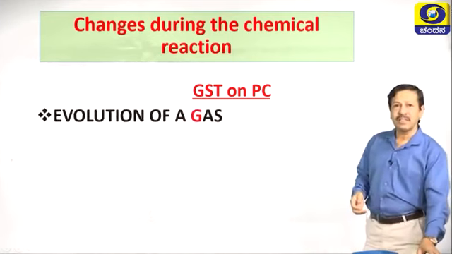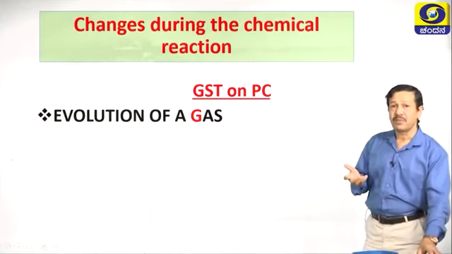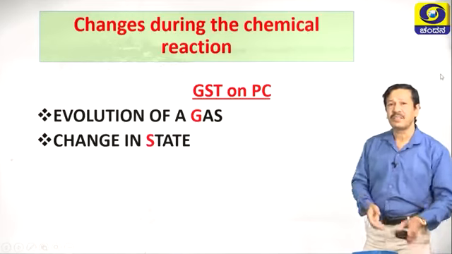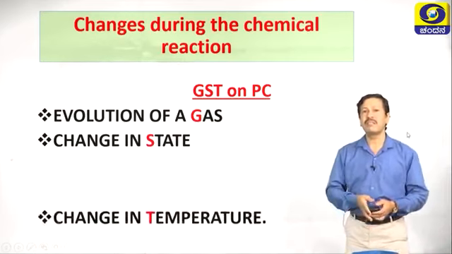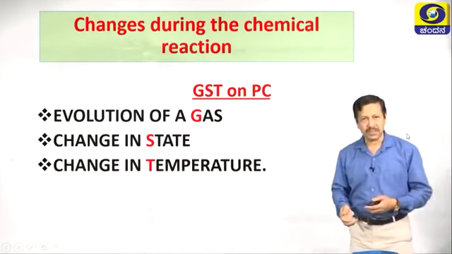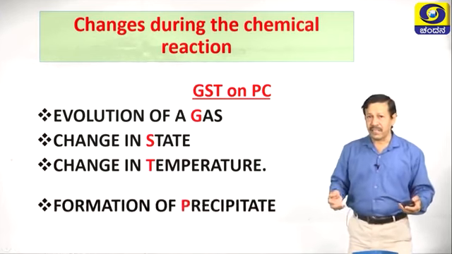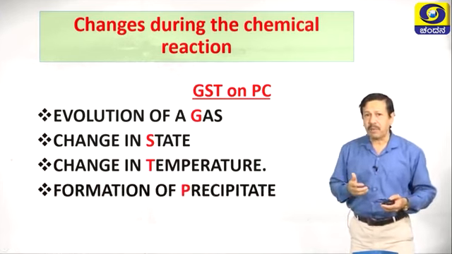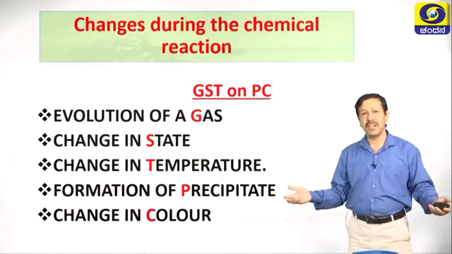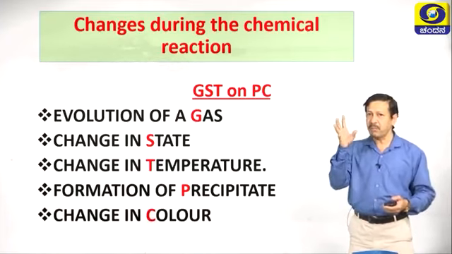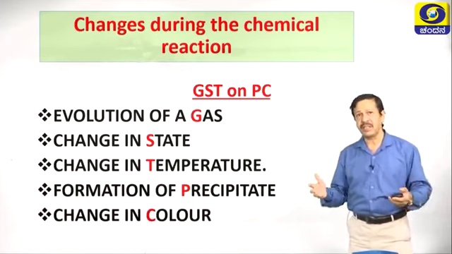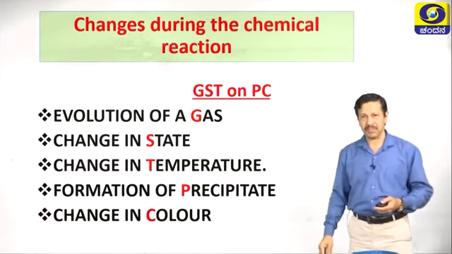The next one is state, that S stands for change in the state. Similarly, the next one is change in the temperature. Next is formation of precipitate and change in the color. These are the 5 important observations that can be made during a chemical reaction.